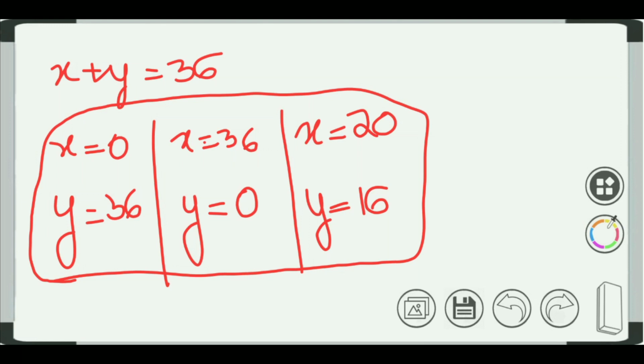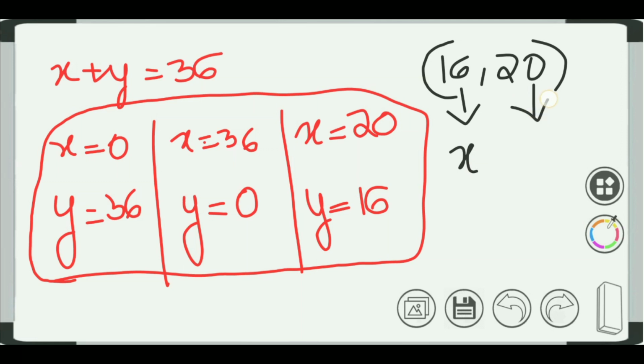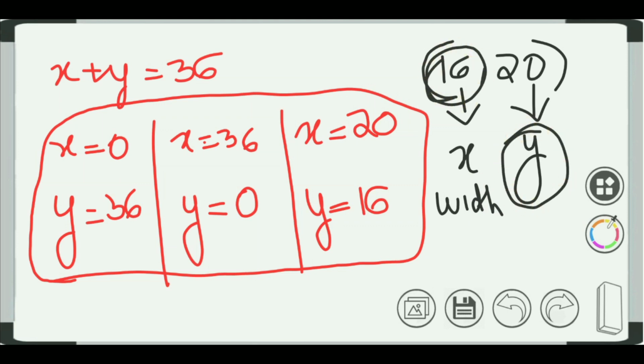You will get 2 straight lines. Join the 2 straight lines, so they will intersect at one point. Take that point, extend it into x-axis and also to y-axis. So the answer which you will be getting is 16, 20. This will be the point which you will get. So 16 represents x, 20 represents y. So you got x and y. What you have taken as x? Width. So you got width is equal to x is equal to 16 meters. y is length. Length is equal to 20 meters.